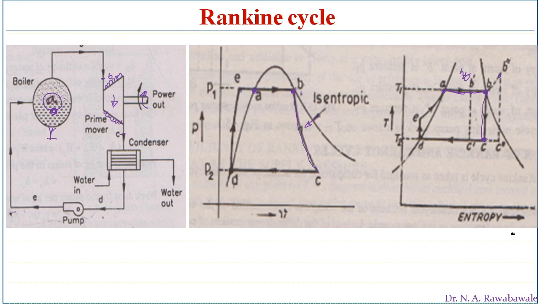So after that, when steam enters into the condenser, cold water is circulated. Cold water is passed into the condenser, and it absorbs heat energy from this steam which is entering into the condenser, and this water becomes hot, and hot water comes out of this condenser, and steam gets condensed.